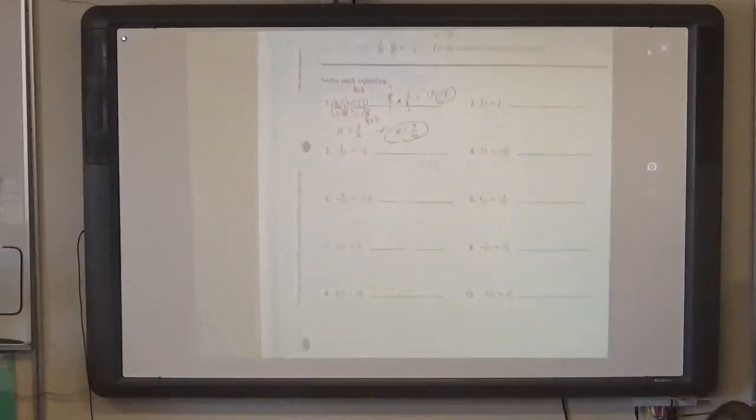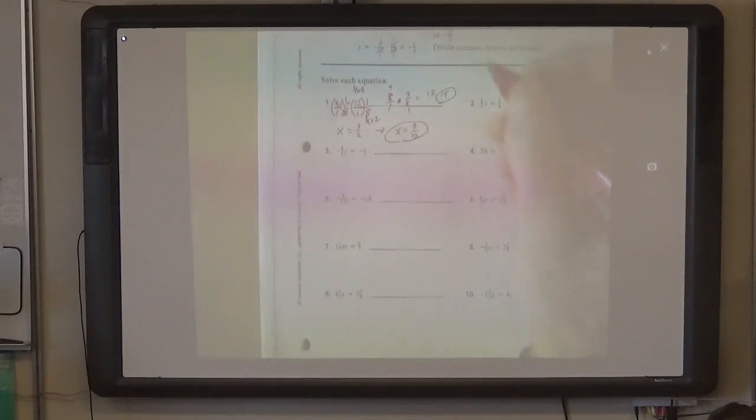Okay, let's try number 2. That one's already written in fraction form. So, start on the side with the variable. Put parentheses around the 1/2 x. And write 2 over 1.